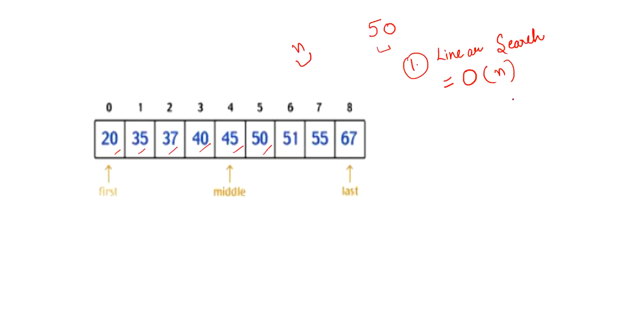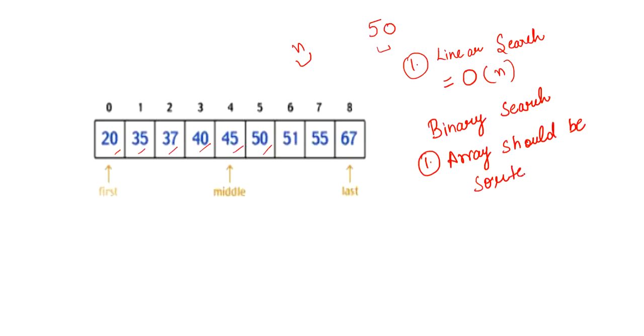Whenever discussing any algorithm, we mainly focus on optimizing it as much as possible. That's why here comes a new algorithm, that is binary search. What it does is divide the array into half and keep doing the same repeatedly. But the most important condition for binary search is that the array should be sorted. This is the most important condition. If your array is not sorted, binary search won't work, right? So first your array should be sorted, as this array that we have here is sorted.